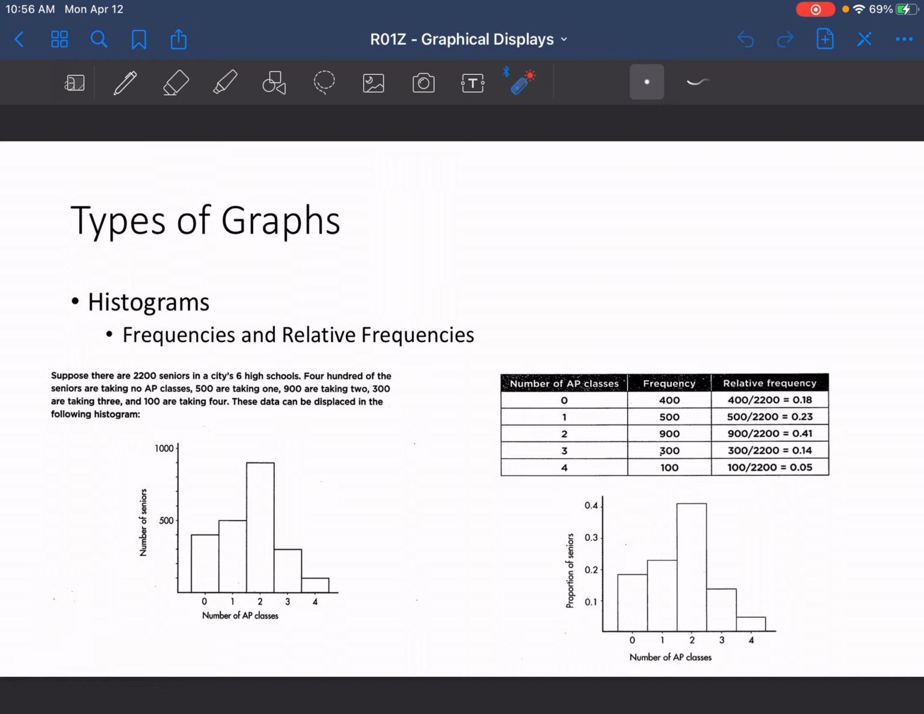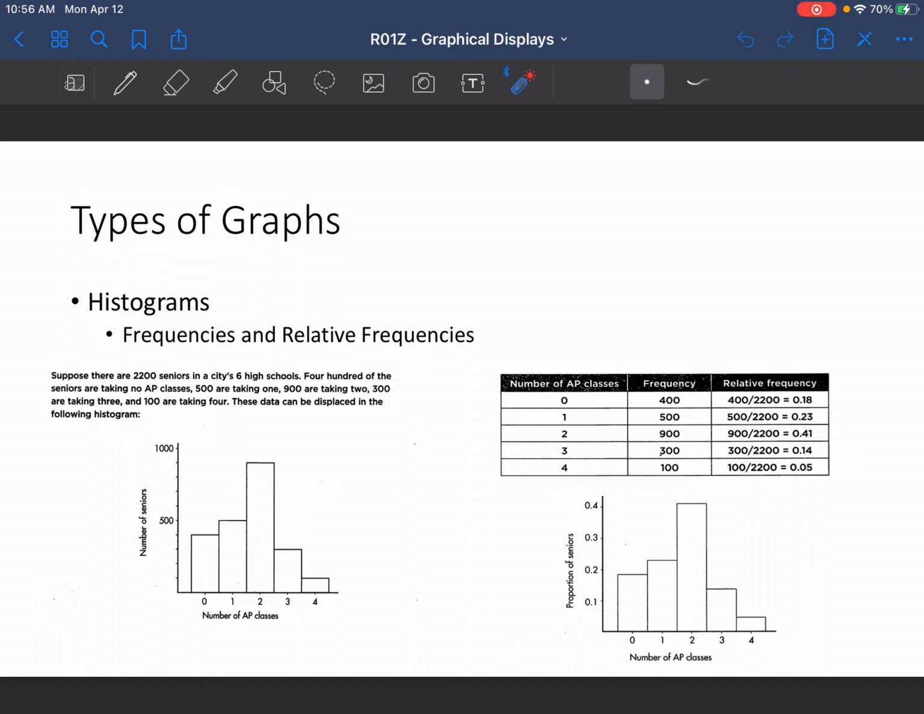We also have histograms, and histograms look almost identical to bar charts. The only difference is that our bars are connected and there's no gap in between. So in this example, suppose that there are 2,200 seniors in a city's 6 high schools. 400 of the seniors are taking no AP classes, whereas 500 are taking 1, 900 are taking 2, 300 are taking 3, and 100 are taking 4. These data can be displayed in the following histograms.